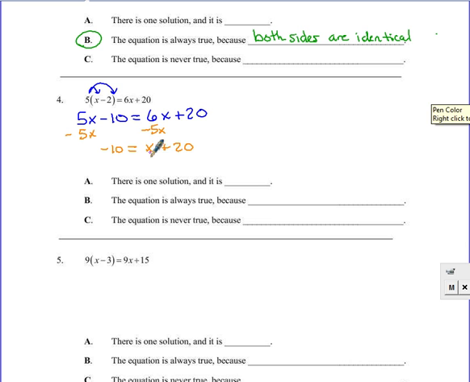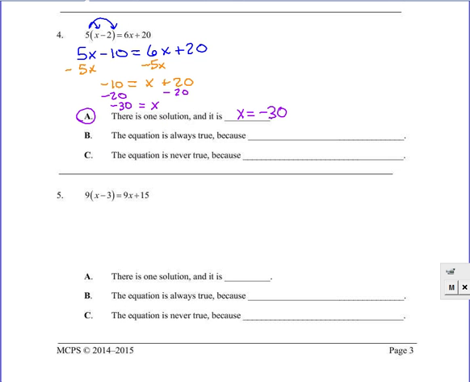And then I still have to get the x by itself, so we're going to subtract 20. So we get x equals negative 30. So since I have one solution, I'm going to pick A. There is one solution, and it is x equals negative 30. The last problem on this page.